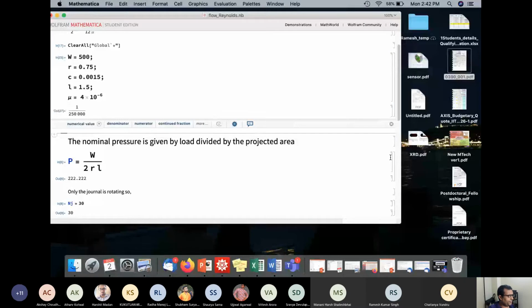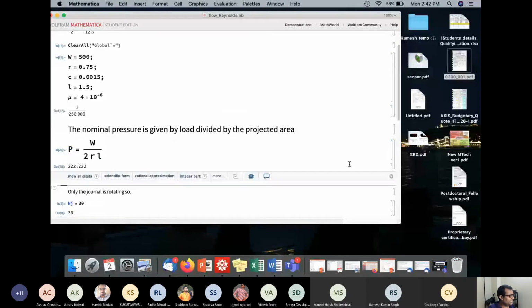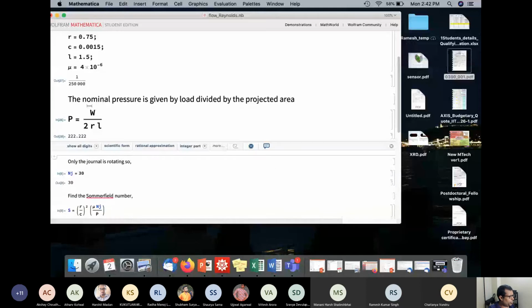Okay. Then what we do is we find out this. So this is your 222 PSI. 222 PSI is your nominal pressure. And only the journal is rotating, right? So if the journal is rotating, N is NJ, right? So nothing wrong with that.